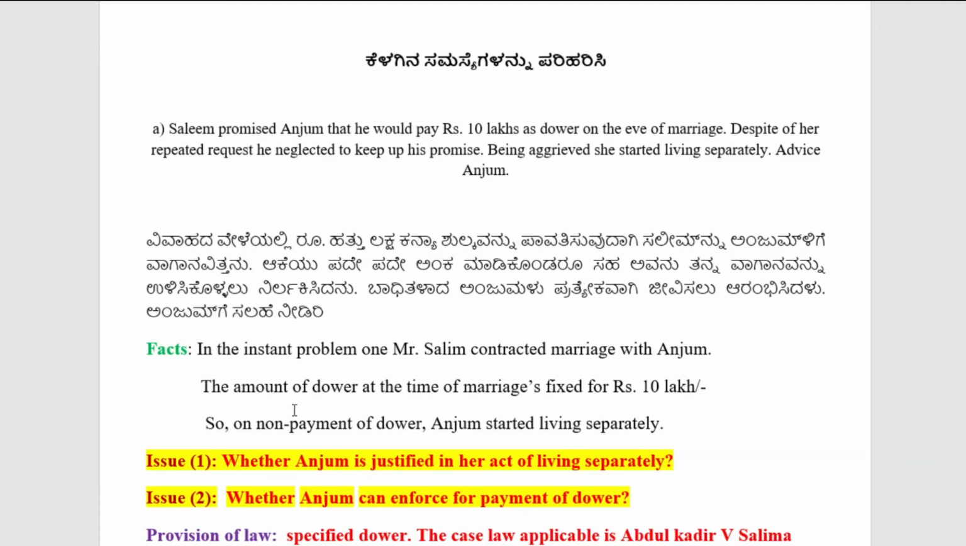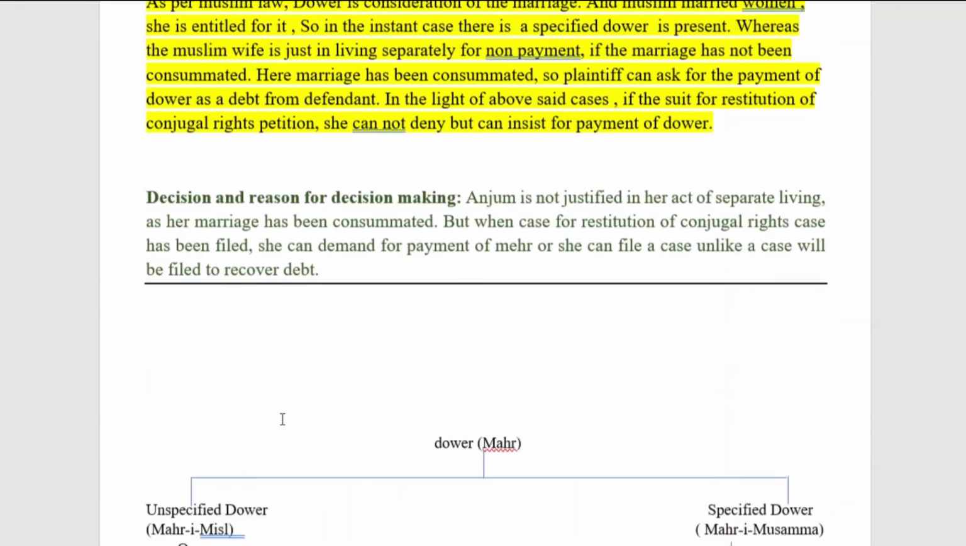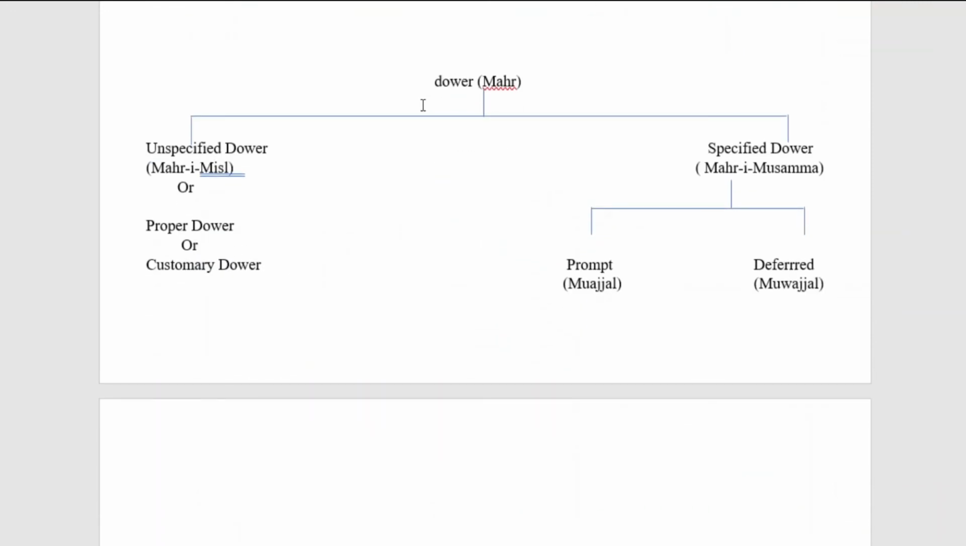The next aspect is that the amount of Dower at the time of marriage is fixed at rupees 10 lakh. Here there is a specification with regard to the amount of Dower, fixed at 10 lakhs, because there are so many kinds of Dower. In your exams there may be a separate question: discuss the concept of Dower, and discuss the different kinds of Dower. There is unspecified Dower, which is the proper Dower, and under the other aspect, specified Dower, which can be divided into prompt Dower and deferred Dower.